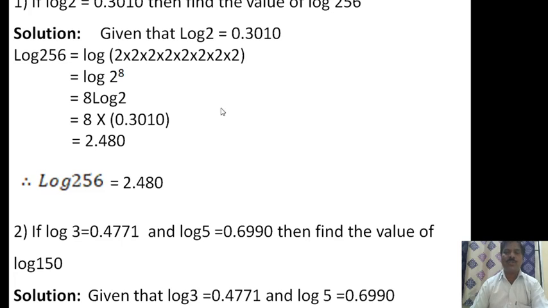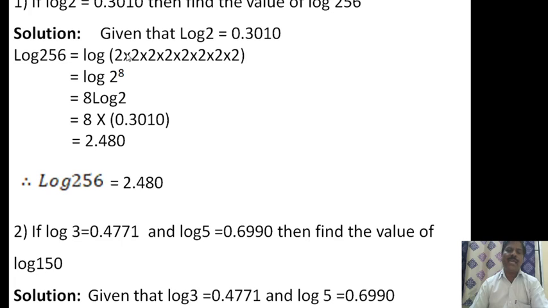Otherwise, it can also be solved using the property that log of m into n into o into p is the sum of the logs of each number. Therefore we can write log 2 plus log 2 plus log 2, 8 times. Log 2 is 0.3010, so substitute and add, and you will get the value.